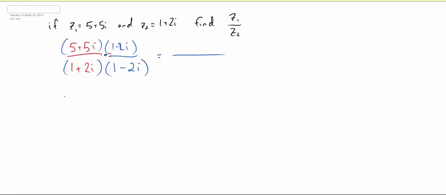So we'll do this two ways in the denominator. Let's FOIL first. 1 minus 2i plus 2i minus 4i squared. And that's going to be 1. These will become 0, plus 4, because i squared is negative 1. So this is 5. The denominator is 5.